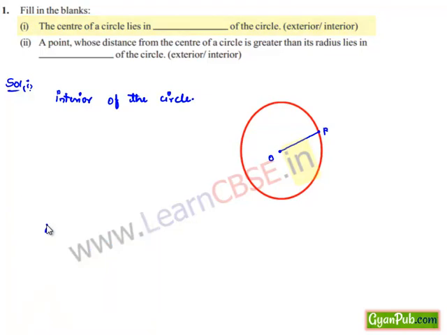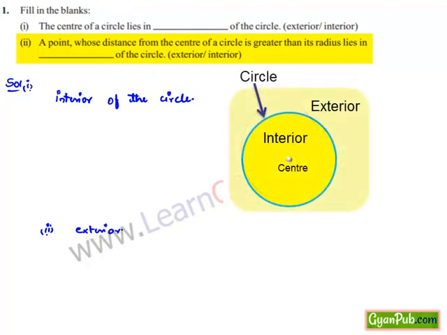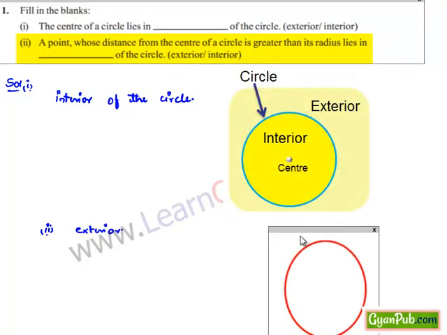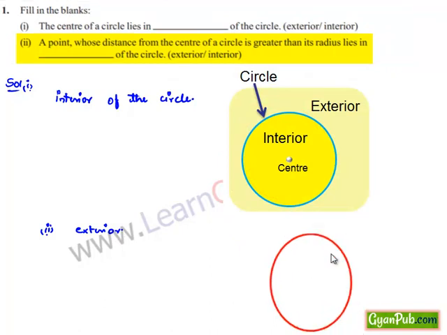Now, coming to the second bit: a point whose distance from the center of a circle is greater than the radius lies in the dash of the circle, that is, exterior, because if we consider a circle as shown in the figure with center O, we know that the radius is the distance between the center and any point of the circle. Let us name the point as P. The distance between O and P is known as the radius.